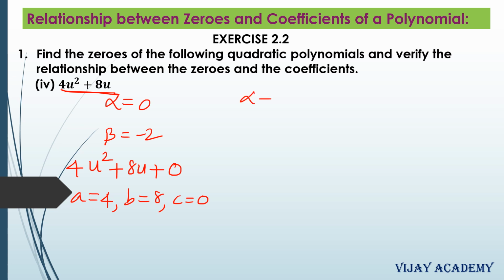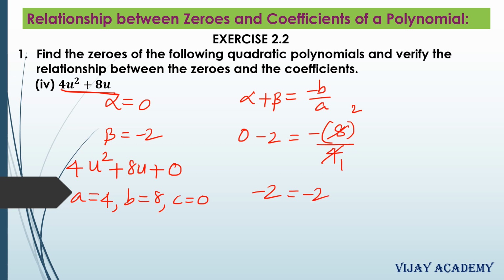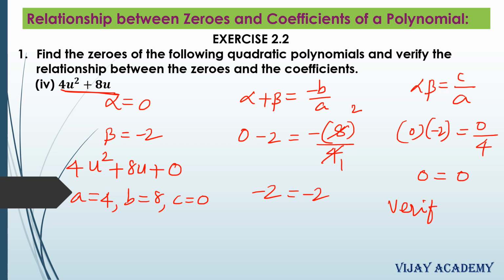Now a is 4, b is 8 and c is 0. The first relation is alpha plus beta equals minus b by a. Alpha is 0 and beta is minus 2, and minus of b is minus 8 and a is 4. So 0 minus 2 is minus 2, and dividing 8 by 4 we get 2, so that is minus 2. So one relation is verified. The second relation is alpha into beta equals c by a. Alpha is 0 and beta is minus 2, c value is 0, a value is 4. So 0 into minus 2 is 0, 0 divided by 4 is 0, so both the relations are verified.